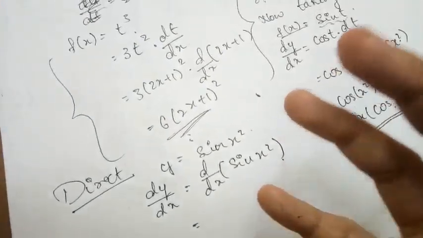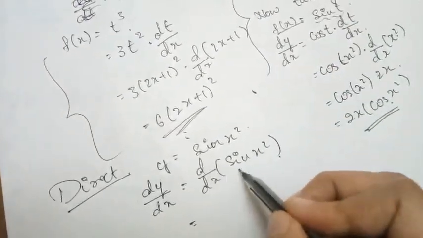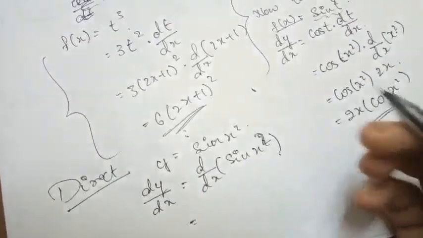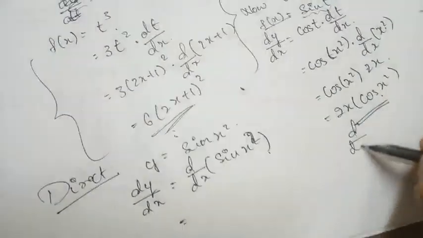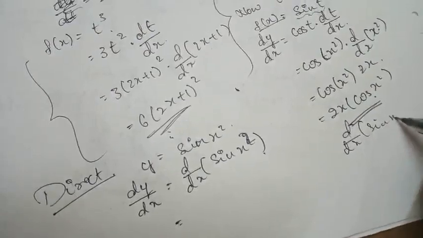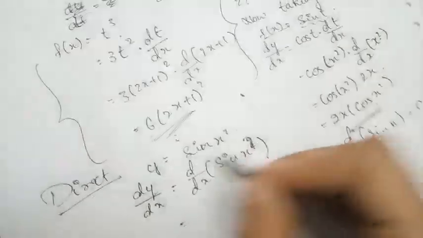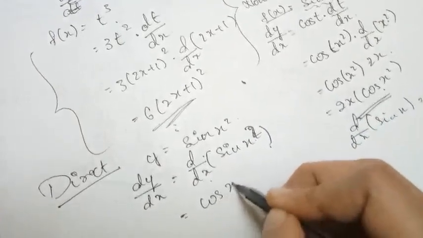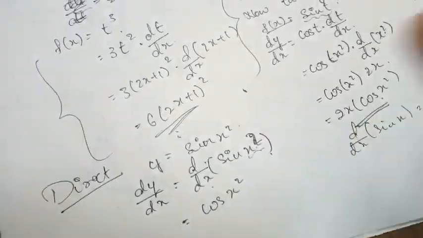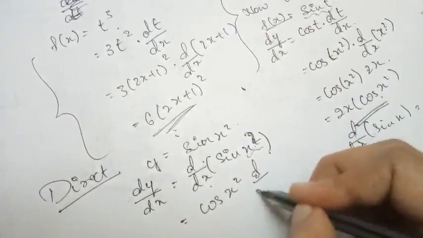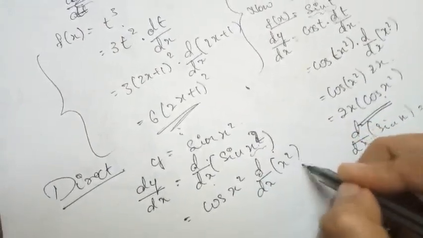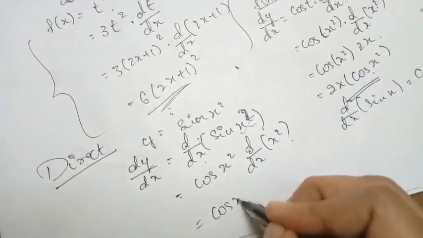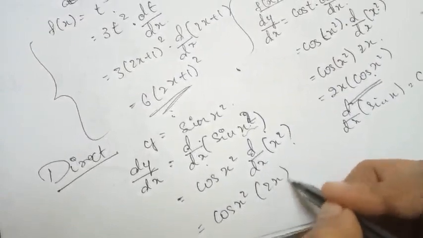We know how we can solve this one, means we know what the derivative of sin x is. The derivative of sin x is what? Cos x, right? So I am going in that manner. dy by dx of sin x square is nothing but cos x square. But x square is another function, so later I am finding the derivative of that one also. What happens? Cos x square, the derivative of this one is 2x. So 2x cos x square.